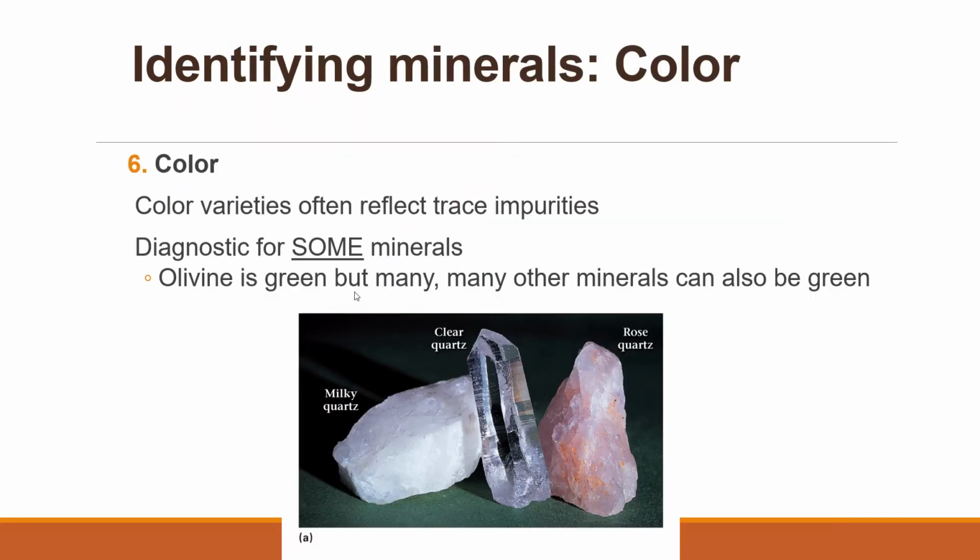Color. Color varieties will often reflect trace impurities. So these are things that get stuck in the mineral structure but don't change it enough to change it from being that mineral. It's diagnostic for some minerals, not many, but some. For example, olivine is always green. But there are many, many minerals that can also be green. And there are some minerals that come in a variety of flavors or colors. So for example, quartz comes in almost every color under the rainbow.